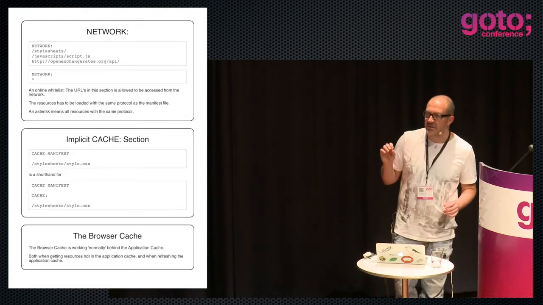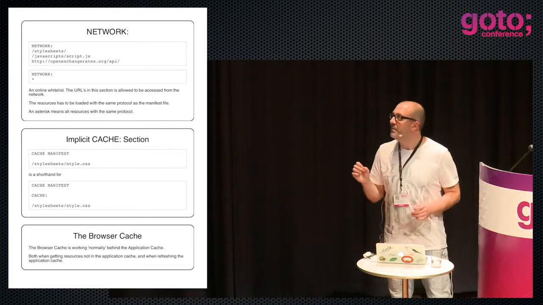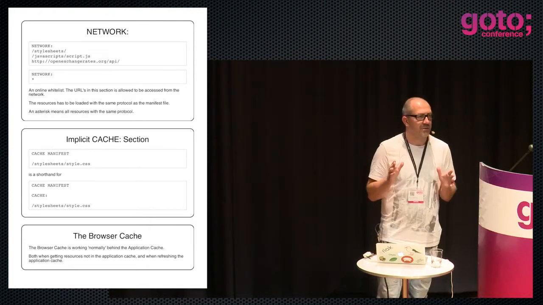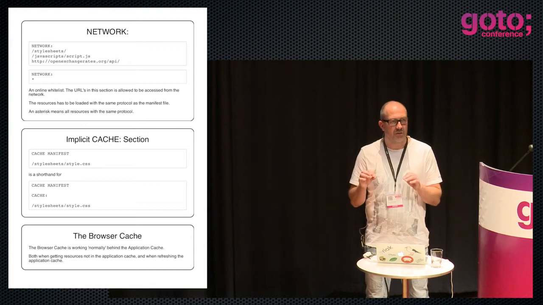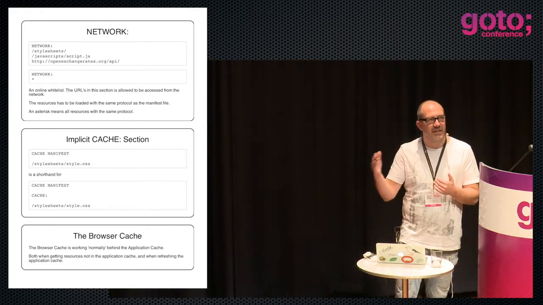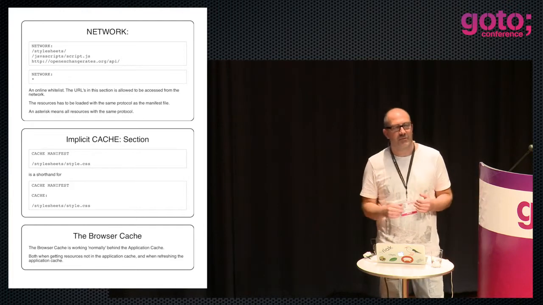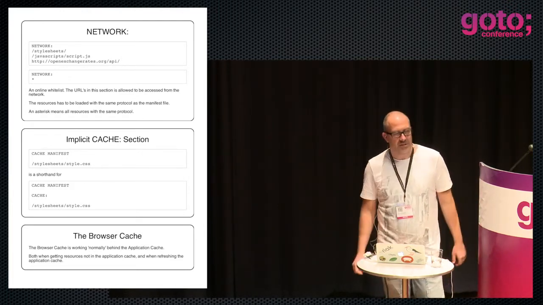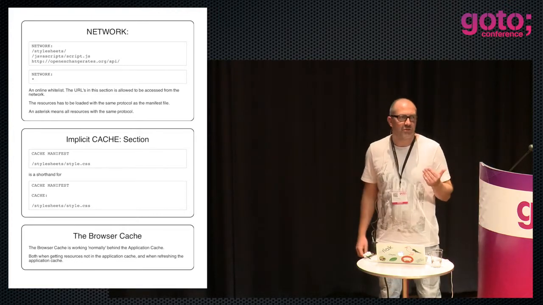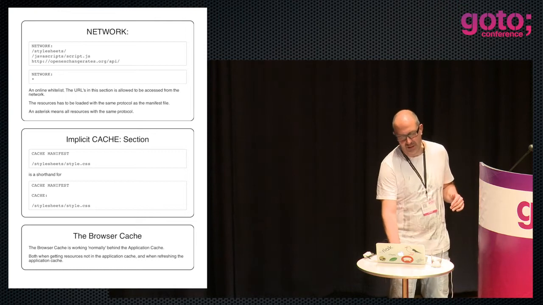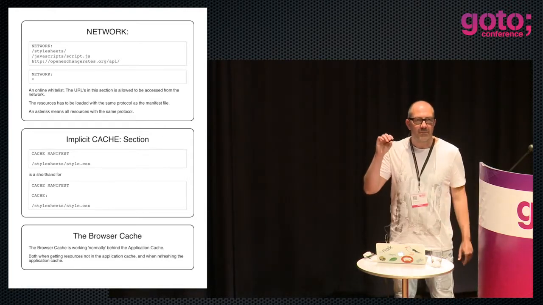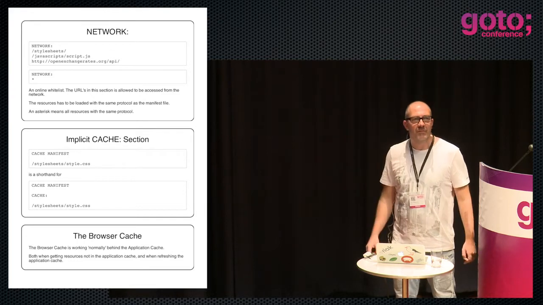The network part is very important and often misunderstood. If we don't provide a network section, we can only serve files that are in the application cache. So if our application has to go to the internet and get other files when it's online, you have to specify something in a network section. And if you specify an asterisk, it will be possible to go to any resource on the internet with the same protocol. If you specify something more specific like this, you'll be restricted to only use these resources from within the cache.